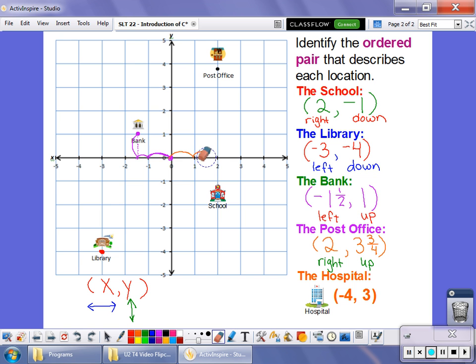Now, in addition to writing coordinates for places that are already on our coordinate graph, we can also put dots and locations on our coordinate graph. So the hospital. The hospital is at negative 4, comma 3. Negative 4 means I'm going to go 4 units to the left. Positive 3 means I'm going to go 3 units up. So from my origin, negative 4 is 4 units left. 1, 2, 3, 4. My positive 3 is going to be 3 units up. 1, 2, 3. So right here is where my hospital should be. So I'm going to take this picture and put it right next to that dot to label the hospital.